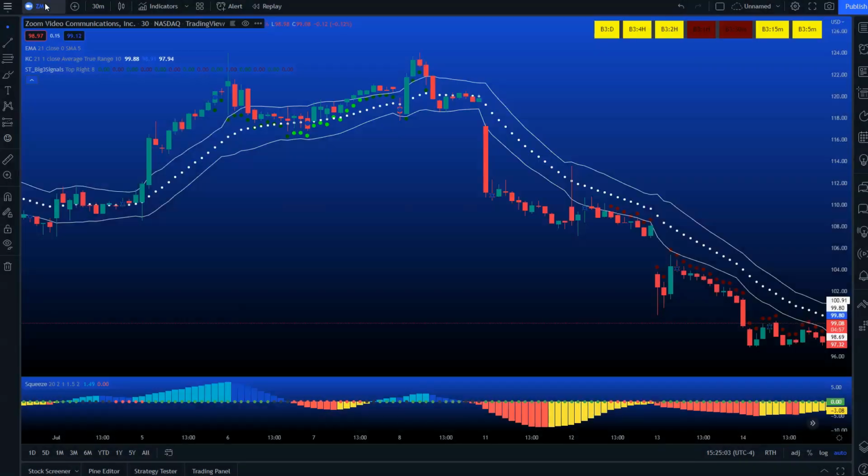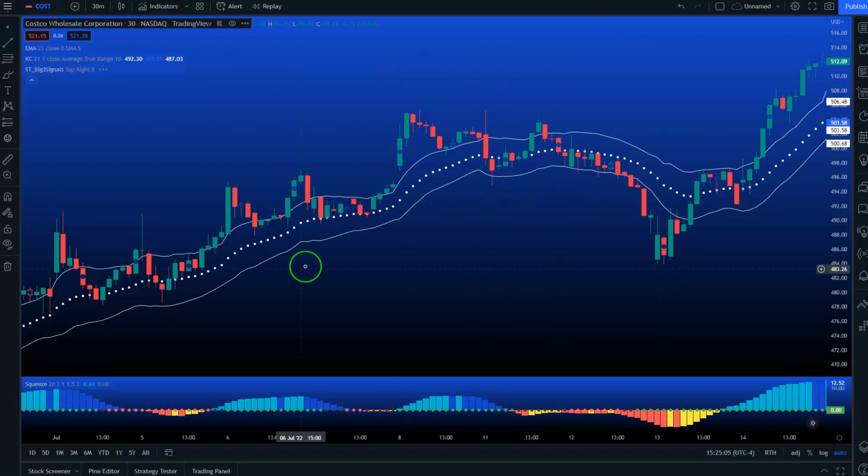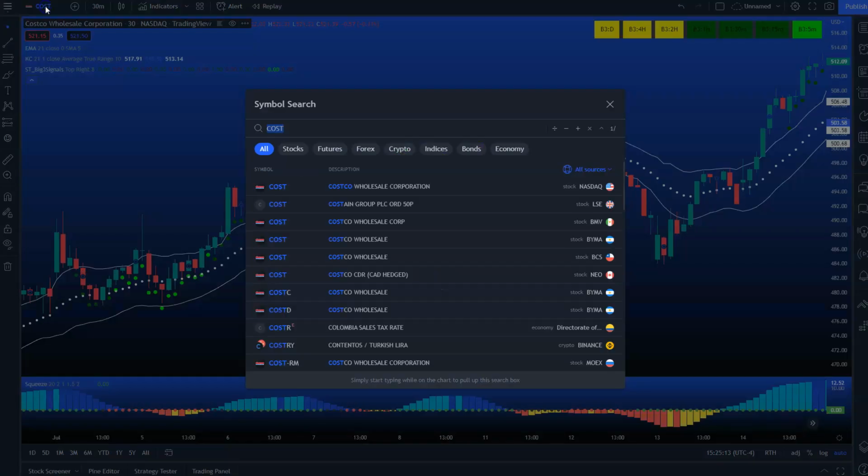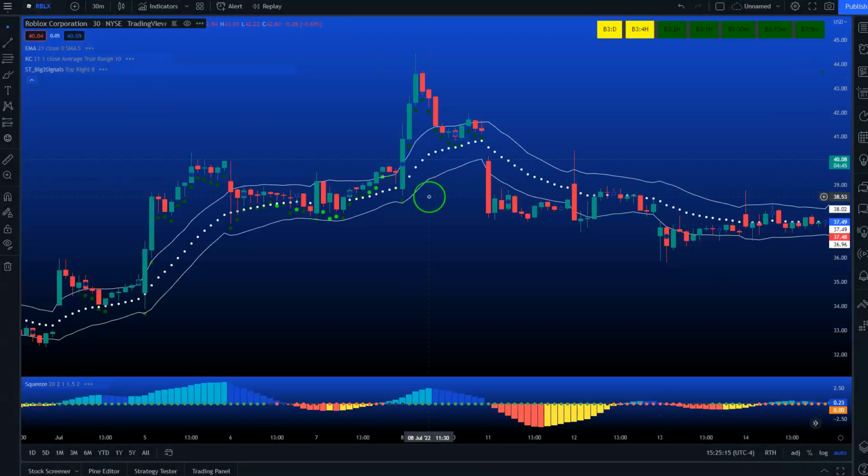We also had Costco last week. 30-minute squeeze with the buy signal. Pretty solid stuff. There was also Roblox here. For me, that's been the go-to trade lately. Find something trading above the daily 21, then get the combo. Squeeze plus a buy signal.